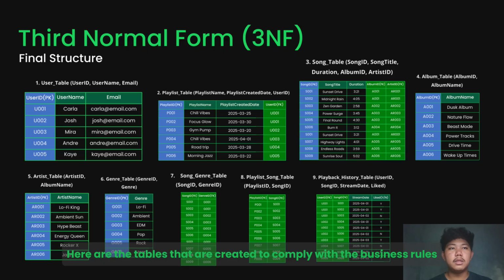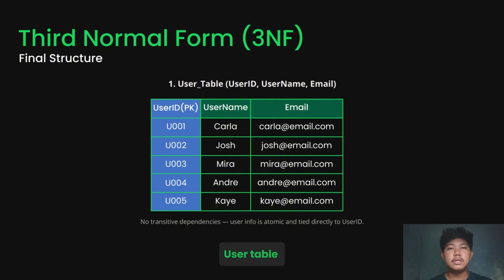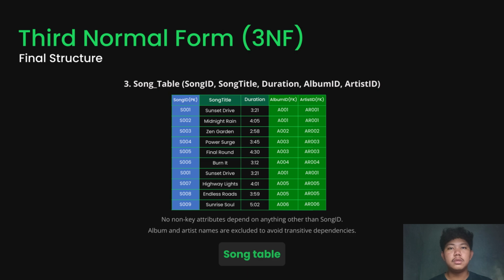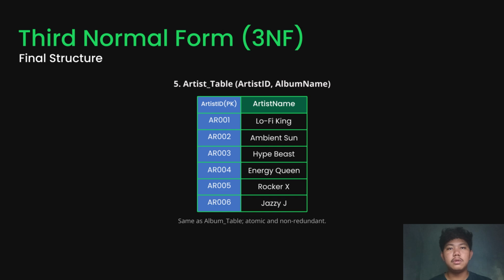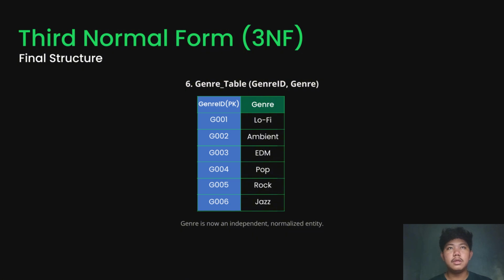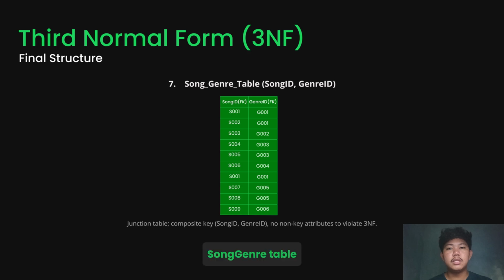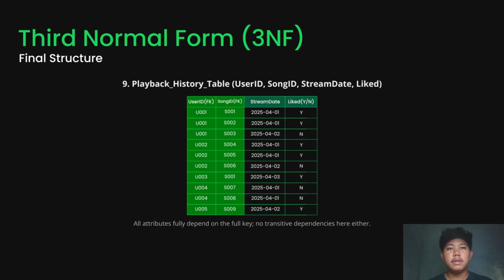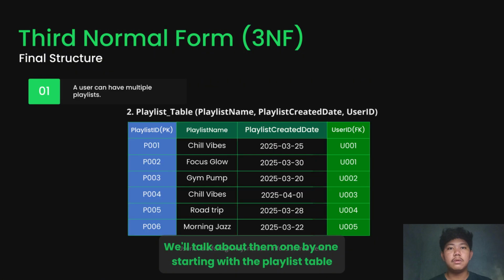Here are the tables that are created to comply with the business rules. User table, playlist table, song table, artist table, genre table, song genre table, playlist song table, and playback history table. We'll talk about them one by one, starting with the playlist table.